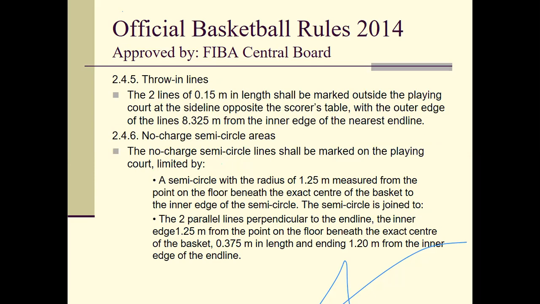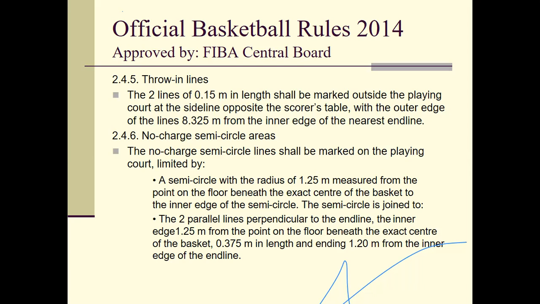Okay, and then our throw-in lines. The two lines of 0.15 meters in length shall be marked outside the playing court at the sideline opposite the scorer's table, with the outer edge of the lines about 8.3 meters from the inner edge of the nearest end line. Okay, and then we have the no-charge semicircle areas.